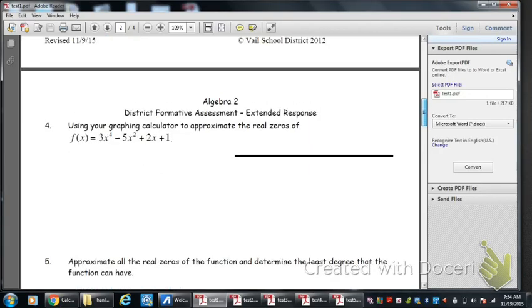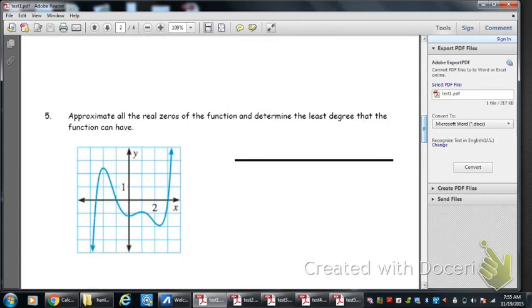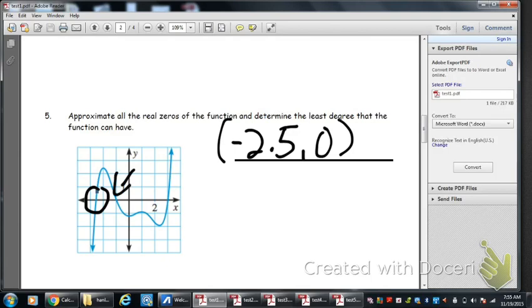Okay, so here you want to put it in your calculator. It even tells you to. And every time it crosses the x-axis, that's a 0. So for number 5, one zero is right here. So that's what you want to approximate. That's negative 2.5, comma 0. That's one of them. And the other one's right there, so that's negative 1, 0. And the other one's right there, which is about 1.2 or 1.3, 0.